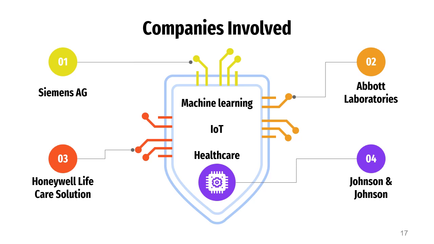Then we have several companies which are involved in machine learning, IoT, and healthcare industries. These companies are world-class MNCs, which have a separate R&D section for machine learning, IoT, healthcare. The first company is Siemens, which is a German multinational corporation. Then Abbott Laboratories, Honeywell Lifecare Solutions, and J&J.